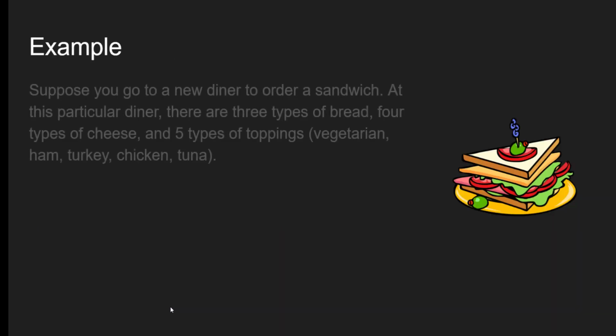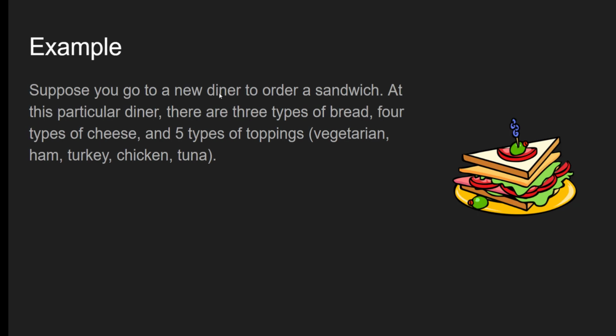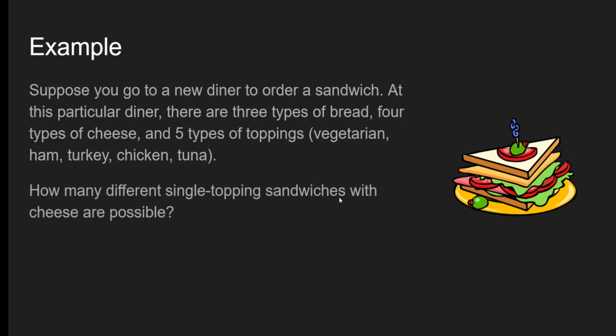This might remind you of going to Subway, or suppose we go to a diner to order a sandwich. At the particular diner, there are 3 options for bread, and we must choose one type, 4 types of cheese, and we must choose one type, and then 5 types of additional toppings. So vegetarian, ham, turkey, chicken, and tuna. How many different single topping sandwiches with cheese are possible?